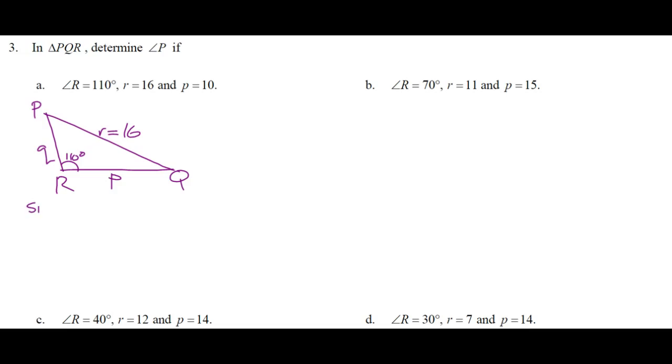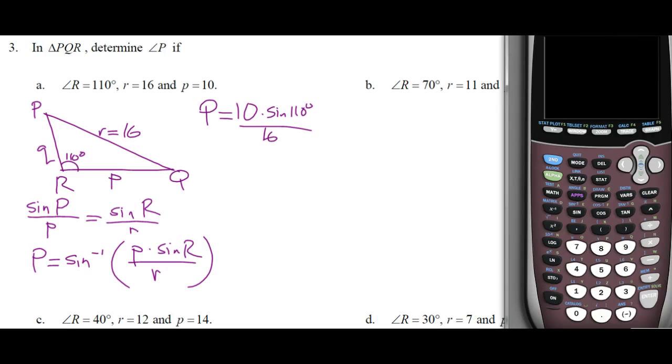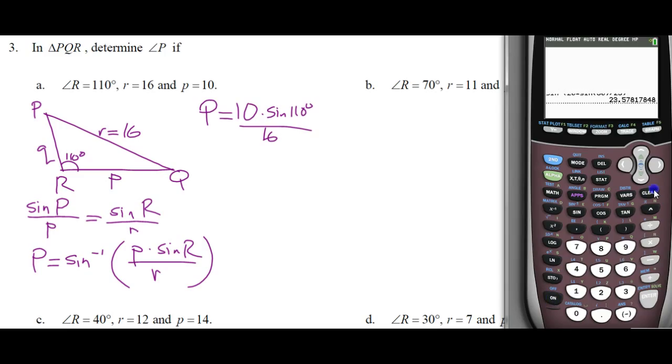Okay, so we set it up. Sine P over little p is sine r over little r. P is equal to the inverse sine of little p times the sine of r over little r. P is equal to, all right, what's little p? 10 times the sine of 110 degrees over 16. And, okay, just clear that. So what do we got? 10 sine 110 divided by 16.